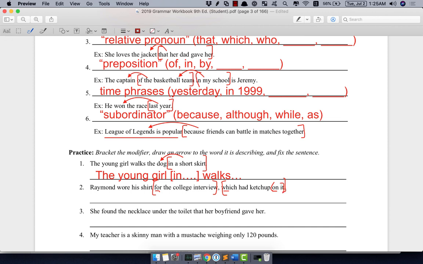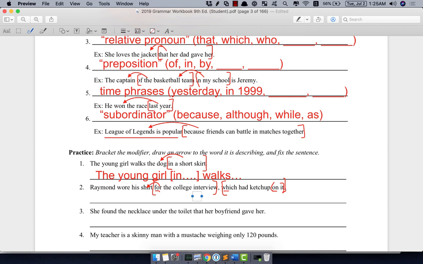And is that correct? Okay, so think about it. For the college interview, what does that describe? That one describes the closest noun, so it describes a shirt. And that's right, because it's a shirt for the college interview. Okay, so this is correct.